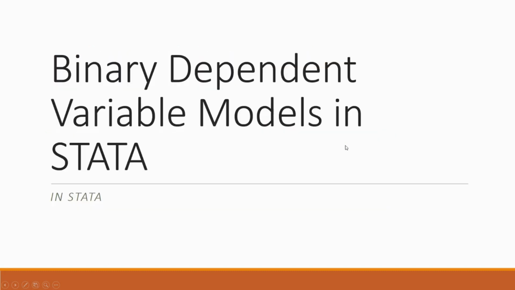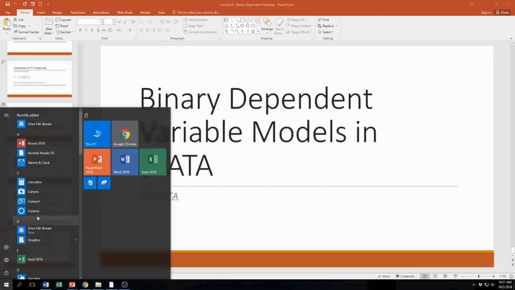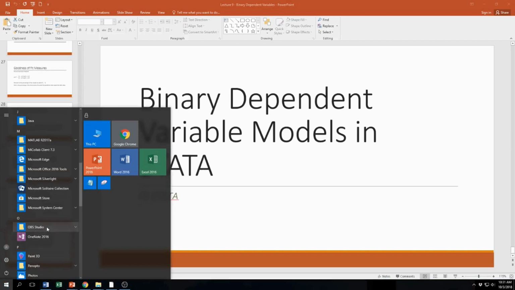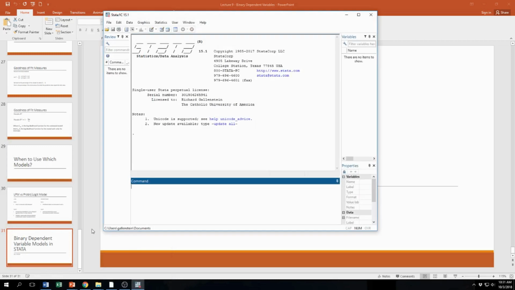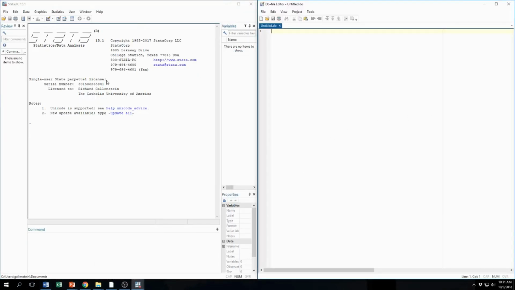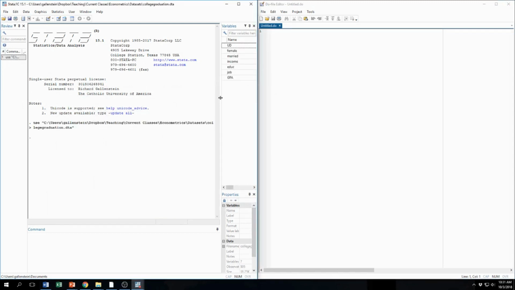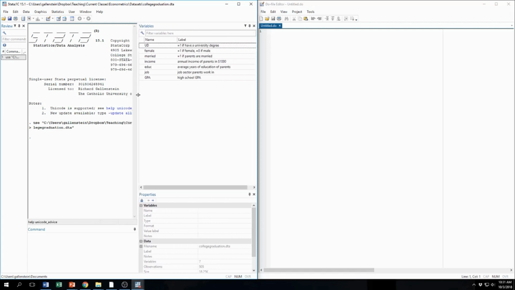Okay. All right, so now let's do an illustration in Stata. We're going to illustrate the various things that we talked about during the lecture. All right, so what I'm going to do is open up Stata here. Okay, and then now I'm going to upload a data set. All right, let's just look at our variables. Here's a new data set.